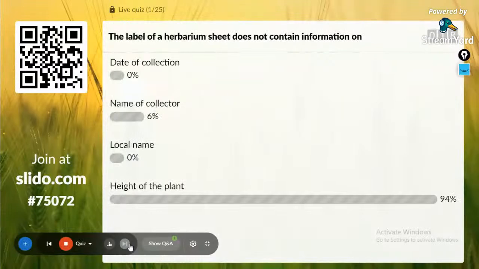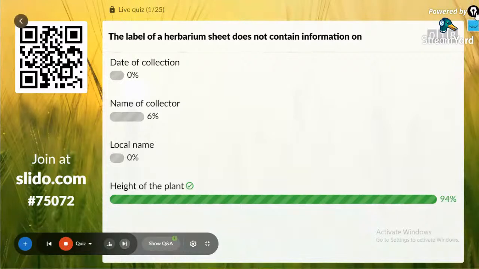Yes, 94% of the students gave the correct answer for the question. The label of a herbarium sheet does not contain information on the height of the plant, whereas it contains information on the date of collection, name of collector, local name. Second question on the screen.